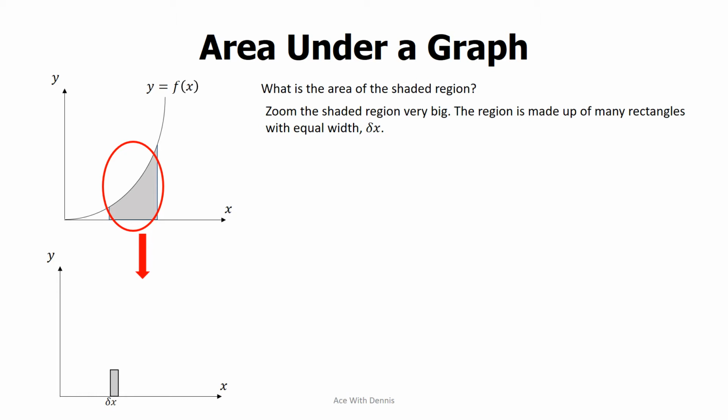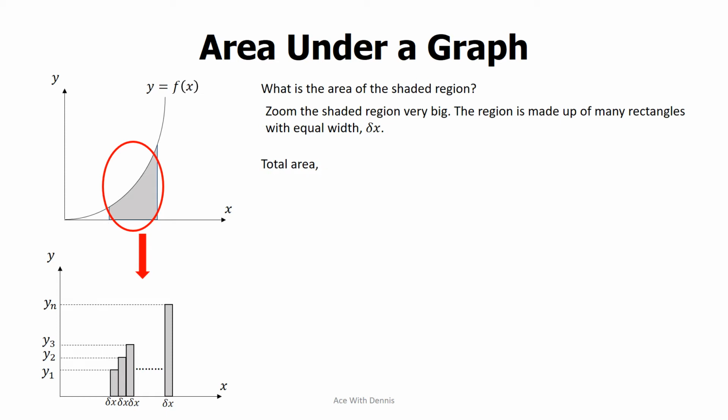You see the first tiny rectangle with the width of very small x, which is delta x, and the height is y1, followed by the second tiny rectangle with the width of delta x, and the height is y2. Next, the third tiny rectangle with the width of delta x, and the height is y3, and continue until the last tiny rectangle with the small width of delta x, and the height is yn.